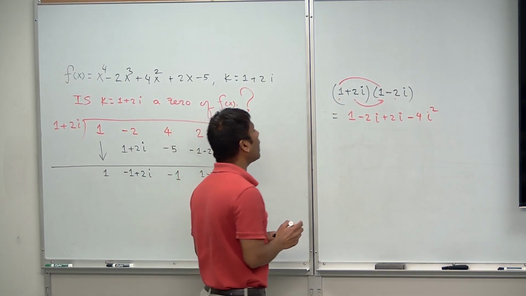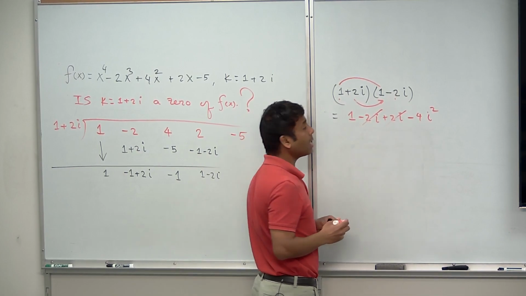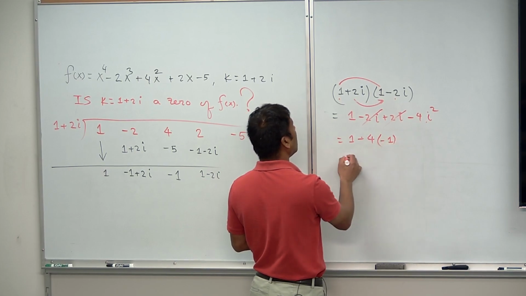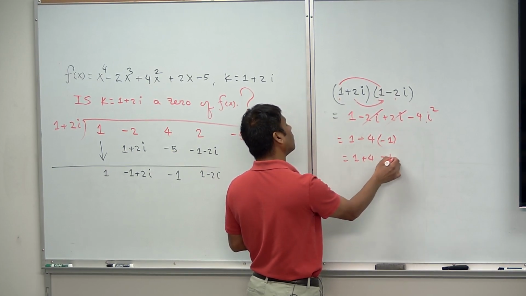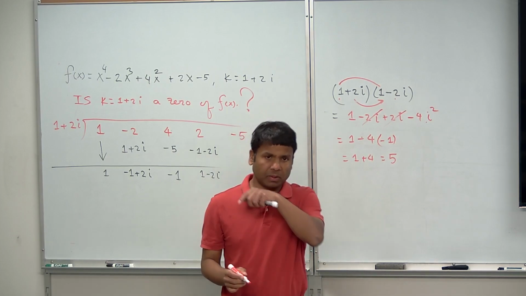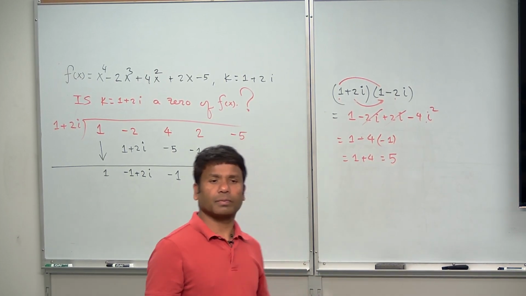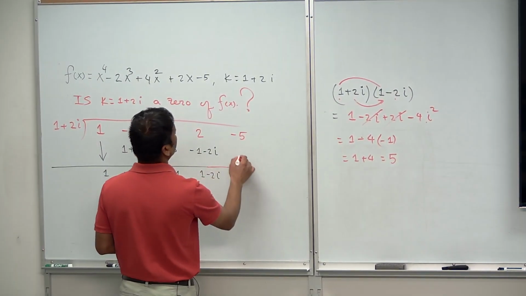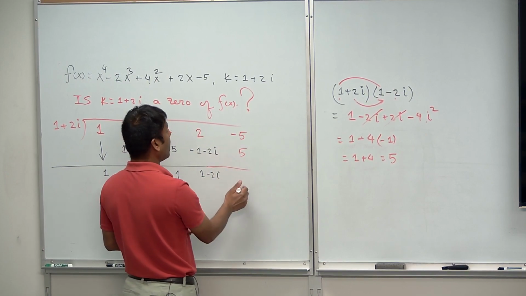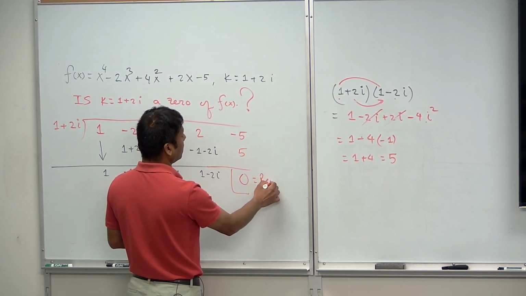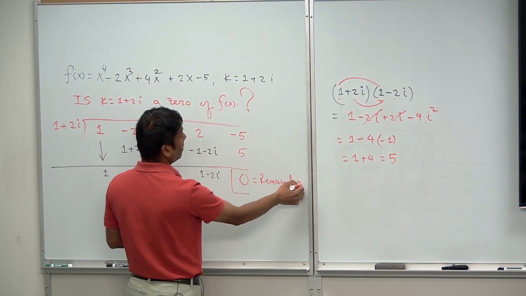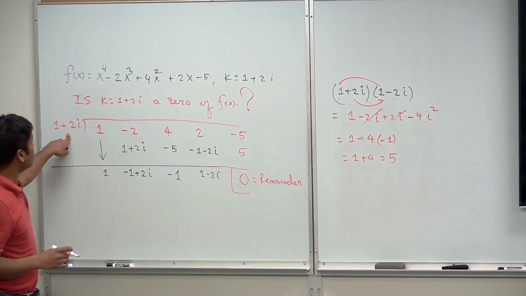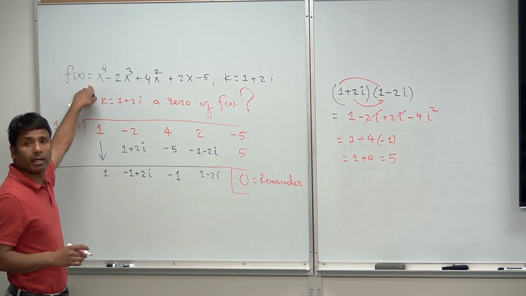Okay? So now this negative 2i and positive 2i cancel, and you have 1 minus 4i squared. So the i squared is negative 1. So 1 plus 4 equals what? 5. Make sense, guys? Right? So now this 1 plus 4 is 5. You write down here, and negative 5 plus 5, that is what? 0. And this is the remainder. And if the remainder equals 0, then this 1 plus 2i is a 0 of f(x).